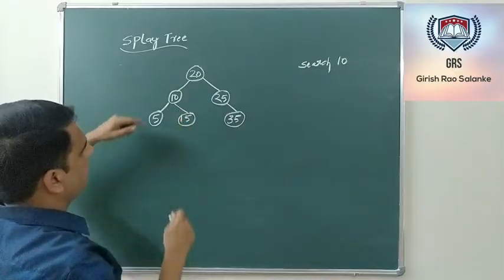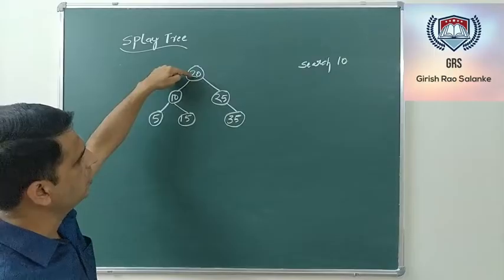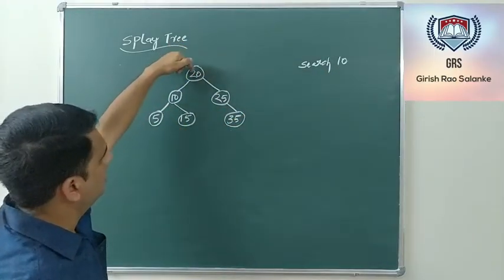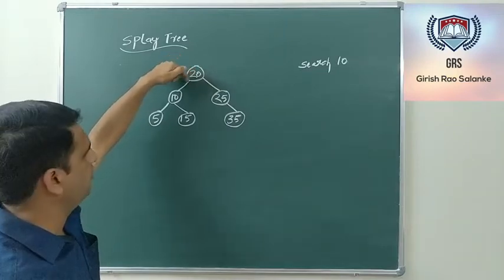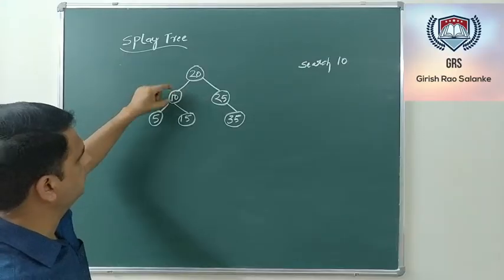I know that this is my reference node. My reference node is 20, which is my root node. So in order to search 10, what do we do? We start with the root node, compare 10 with 20. 10 is less than 20, so we have to come to the left subtree. Now I got 10 here. So this is my search.